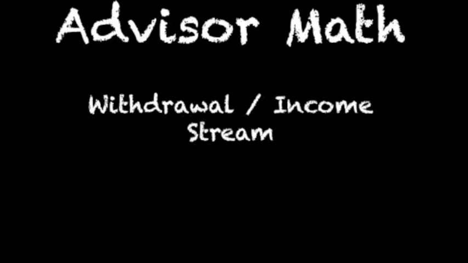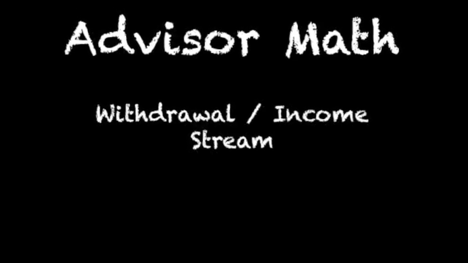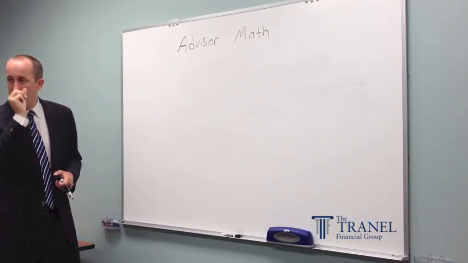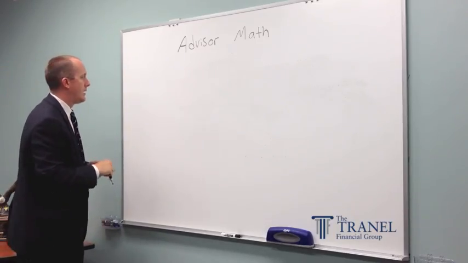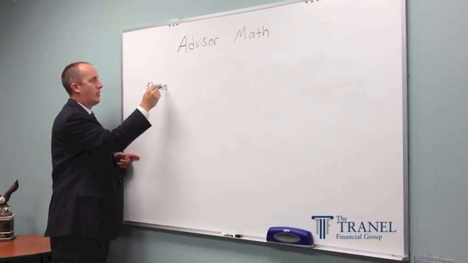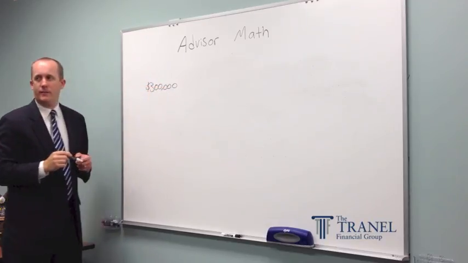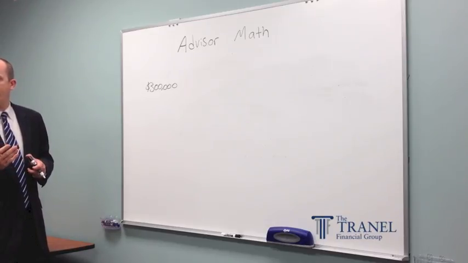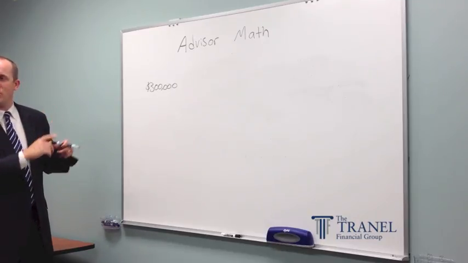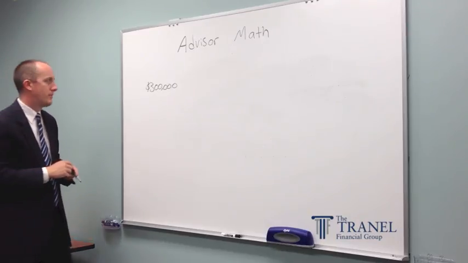We're going to switch gears to a different computation now that you're also going to run into a lot. We're going to do it two different ways. Let's say someone has a $300,000 nest egg and they want to take a 5% income stream from that account. Of course, this nice, easy, round number is easy to do.